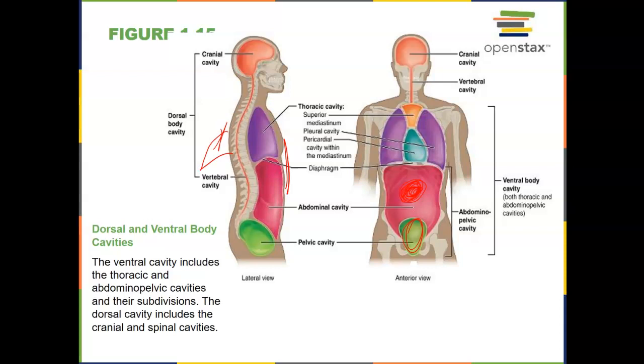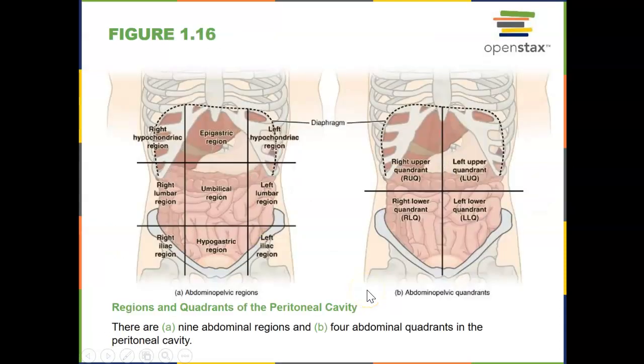The thoracic cavity is separated from the abdominal cavity by the diaphragm, which is a thick layer of muscle. And the abdominal cavity is separated from the pelvic cavity using mesentery, which we'll talk about later.